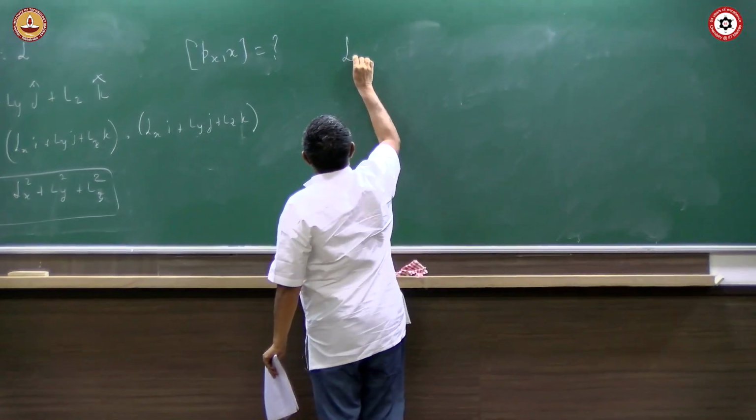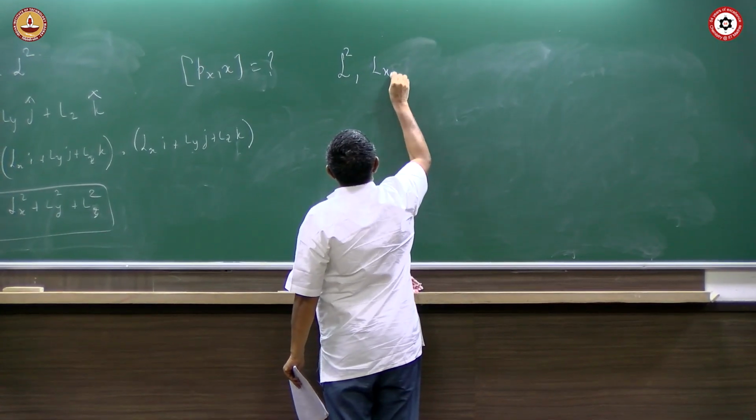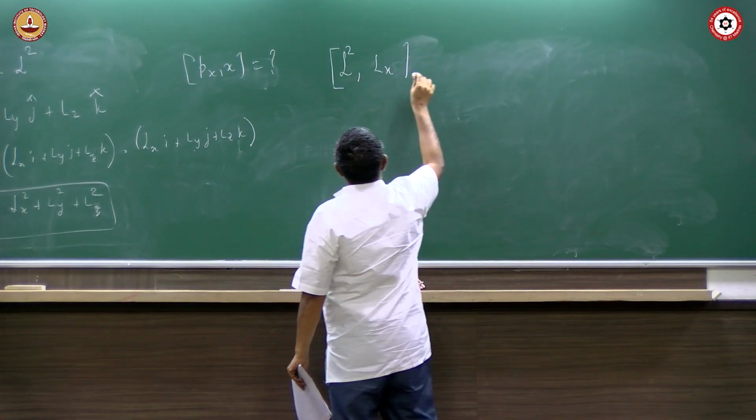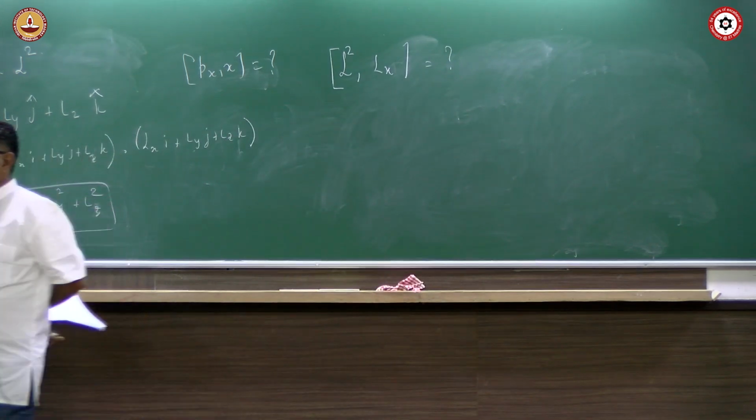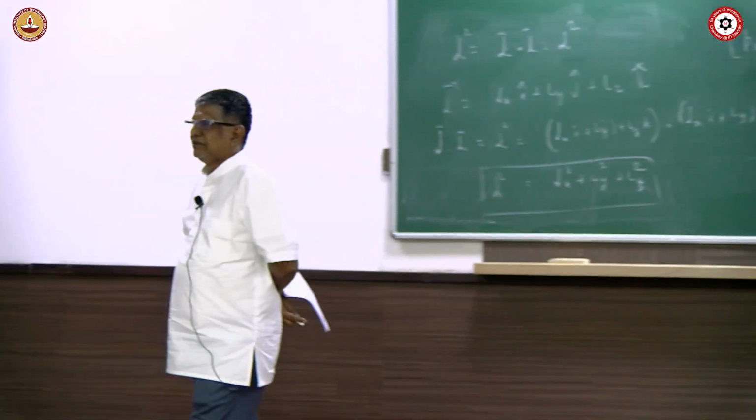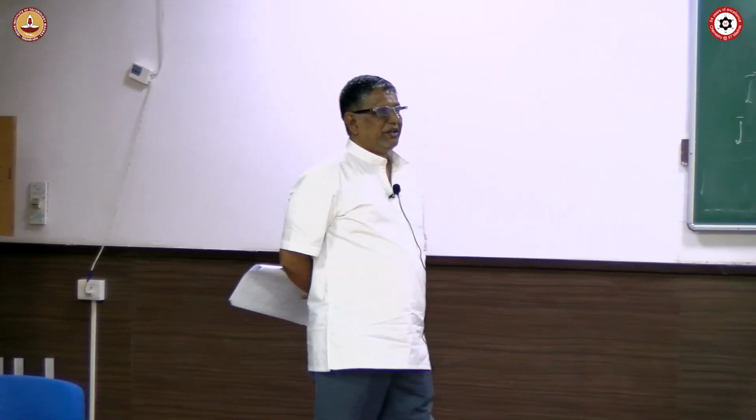I want you to try: what is the commutator of L square with Lx? Here, no new chemistry, no new physics. It's just algebra. That is why these are all called operator algebra. Give me the answer. Don't give me 0. If you give me 0, I'll be happy.